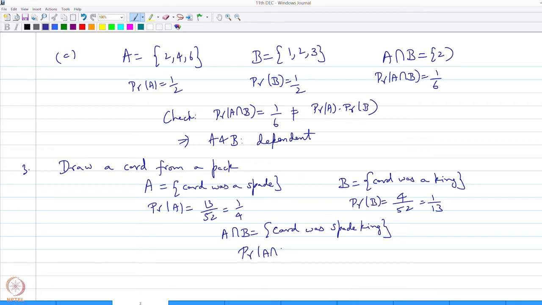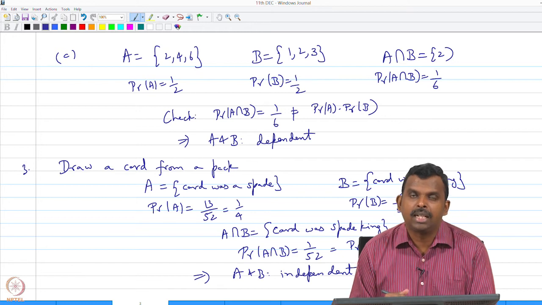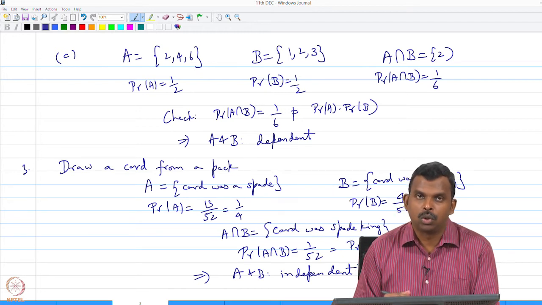Probability of A intersect B: there is only one card here, so that is 1 by 52, and that is really equal to the probability of A times the probability of B. So, that implies A and B are independent. This is a nice way of checking this. I am going to give you a couple of slightly non-trivial examples slowly.